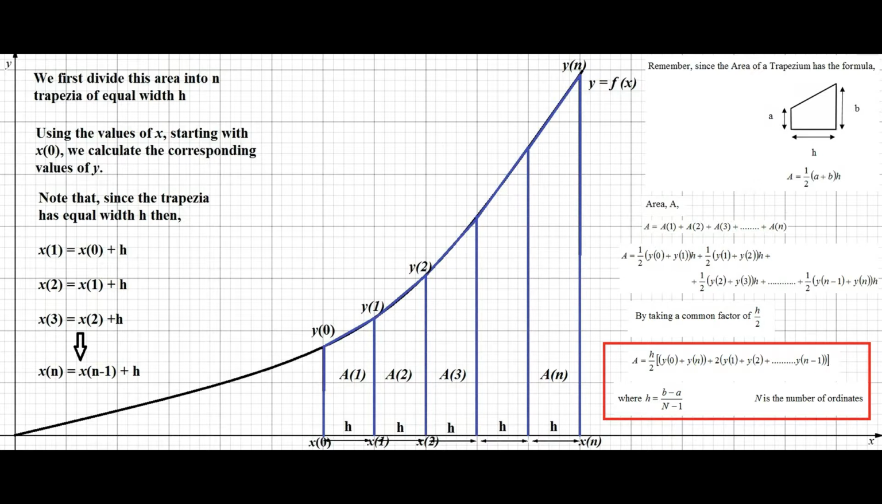So the formula is A equals h over 2 multiplied by y0 plus yn plus 2 times y1 plus y2 until you have the y value before the last y value. The way that I memorise this is it's h over 2, so width over 2, multiplied by the first and the last y values. The first y value is y0, the last y value is yn, plus 2 times the sum of the remaining y values, excluding the first and the last.